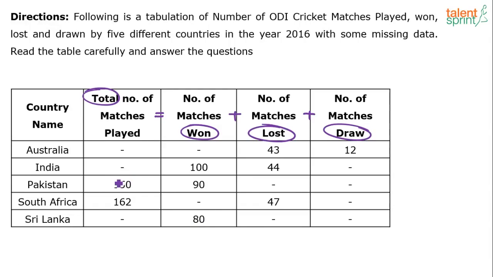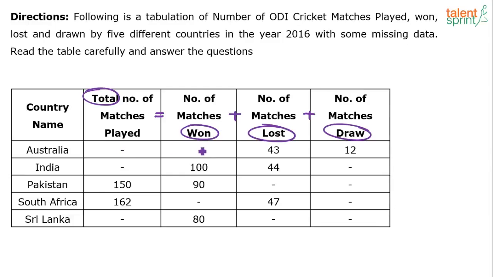Like for example here, this 150 should be equal to 90 plus number of matches lost plus number of matches drawn. Similarly, the total number of matches played here by Australia will be equal to number of matches that they have won plus 43 plus 12, right? But we can't really complete anything here since at least 2 values are missing in each row, right?